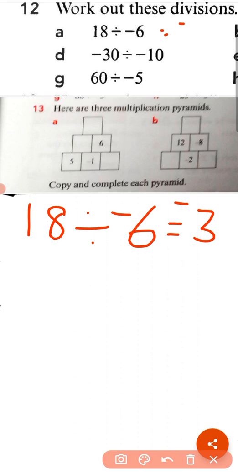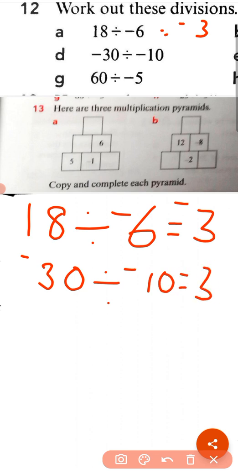Next is negative 30 divided by negative 10. 30 divided by 10 is 3. Negative divided by negative is positive. So positive 3 is our answer.